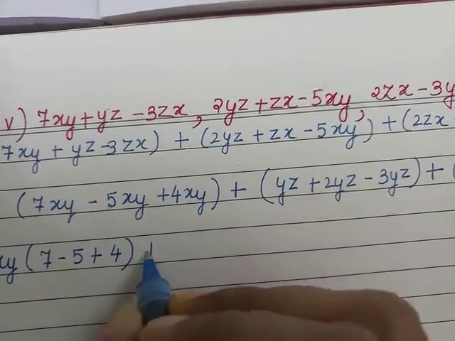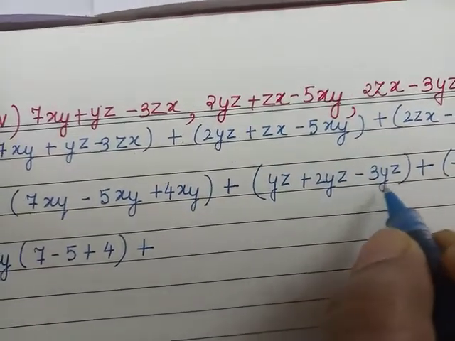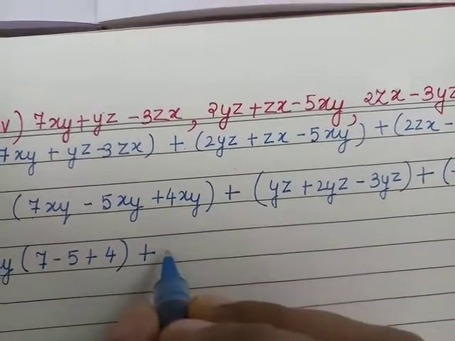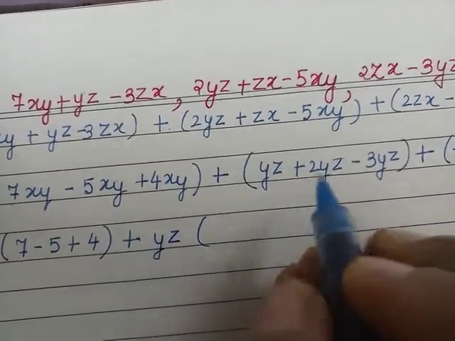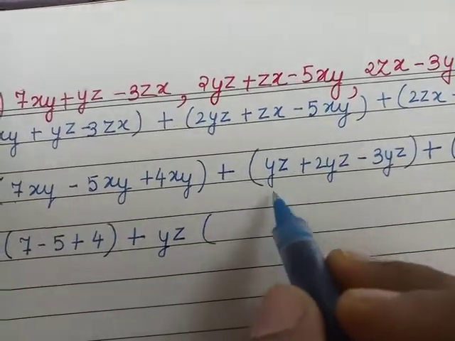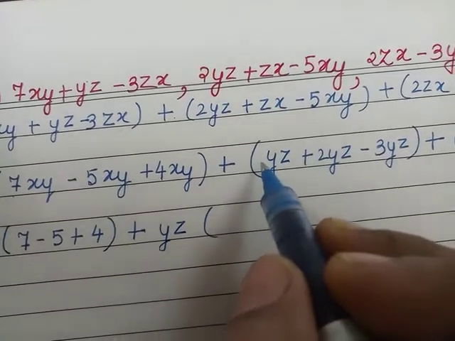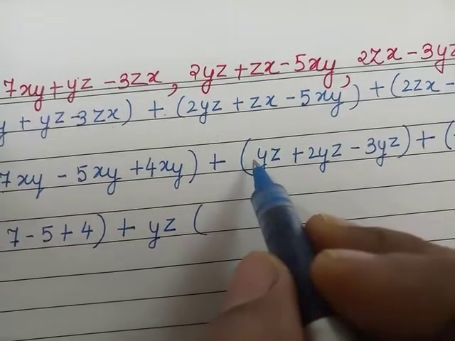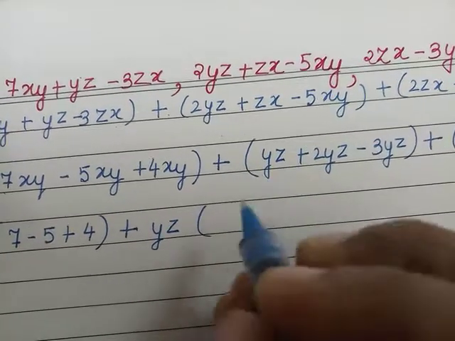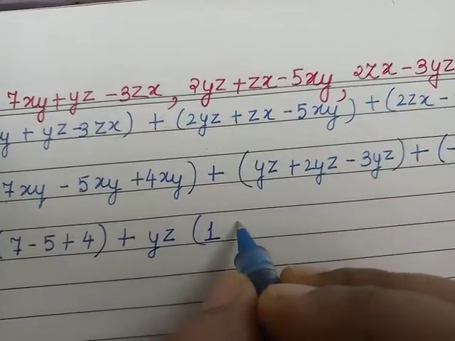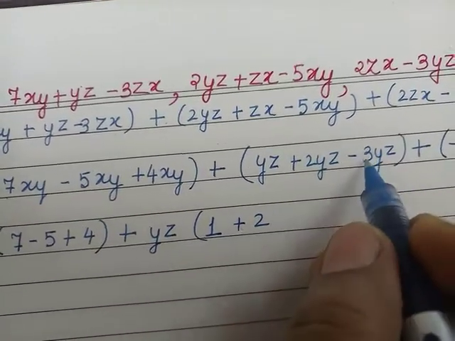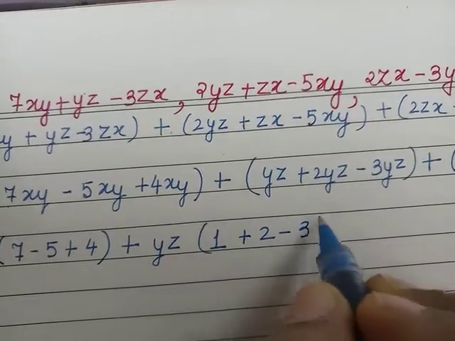Then we have addition sign. Then what is common here? yz. Now we write yz outside the bracket. And we write here, see, this yz has no number in front of it. When no number is there in front of it, then it is 1. So it is plus 1. It is plus 2. And then we have minus 3.